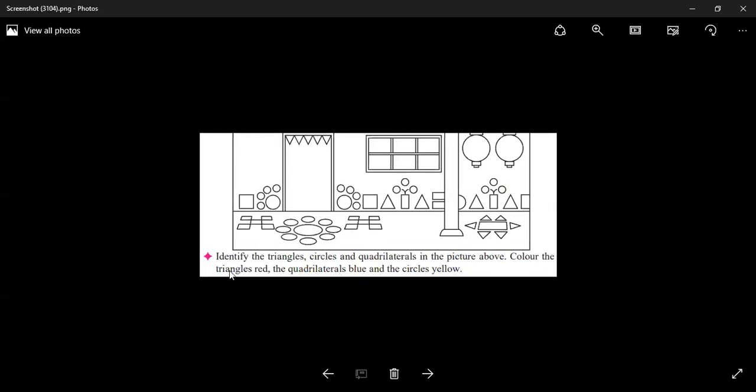So triangles are of three sides. Now quadrilaterals means all sides are equal and circle should be yellow. Now here this one is a quadrilateral. Now here in this figure also there are four quadrilaterals. Then this is a circle. So quadrilateral should be put in blue color and the circles in yellow. Again here these are the quadrilaterals, where all sides are equal. So this should be put in blue color. Then the triangle is in red color.